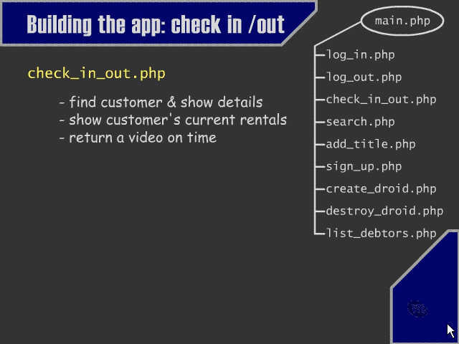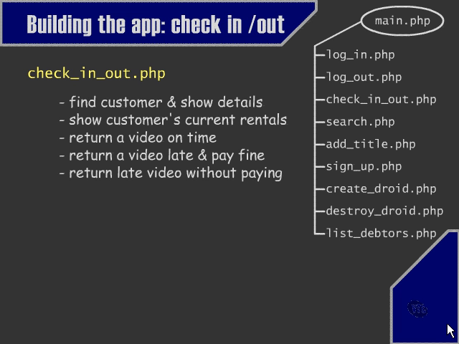We also need to be able to return a video that's on time. We need to return a late video and pay the fine if the customer's there to do so. If the customer just drops in the video, we also need to be able to return the late video without paying, and therefore add a note of this to the general customer account to make sure that they pay the fine at some point later on down the track before they're able to take out any more videos.